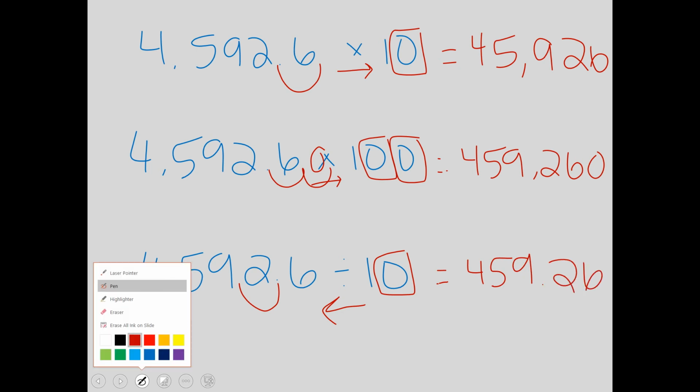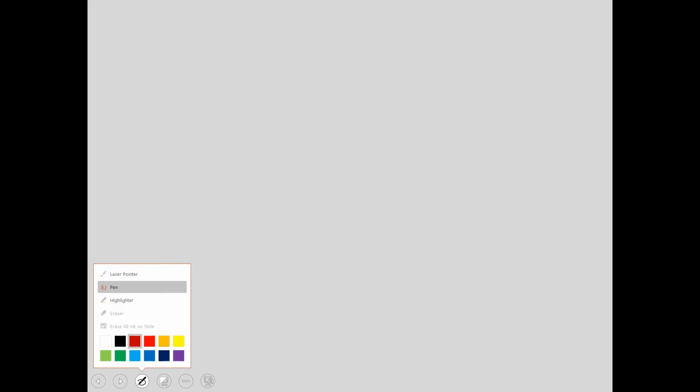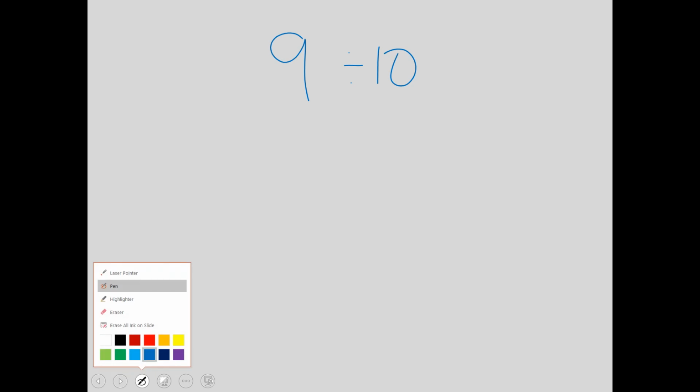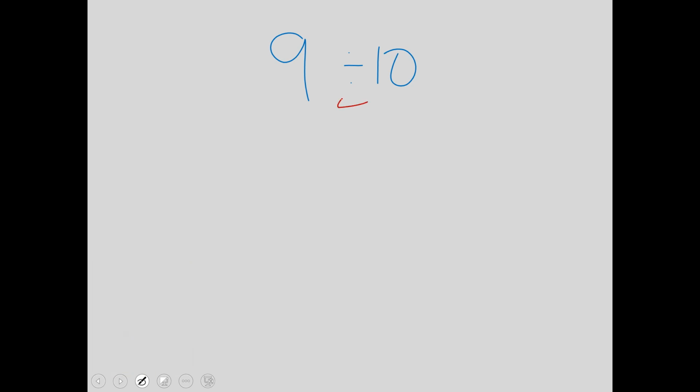Okay, one more thing that I wanted to show is what happens if I have a whole number like the number 9. And I told you to do 9 divided by 10. Well, our trick was we looked at the operation. Division tells me I'm moving to the left. Count the zeros. I have 1 zero, which means I'm moving the decimal one time to the left. But when I look at the number 9, there's not an obvious decimal there.